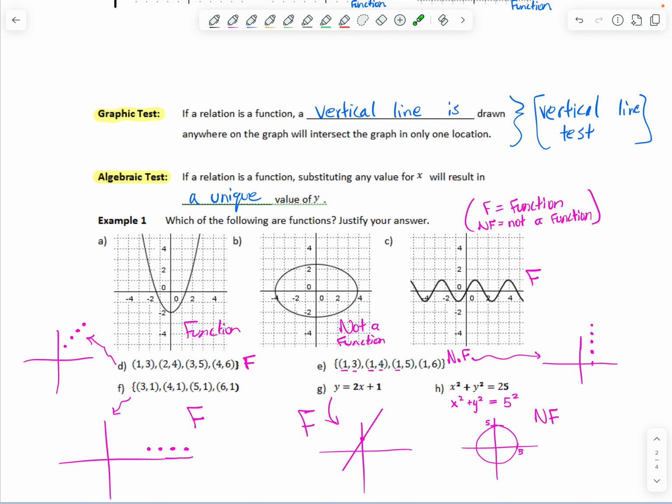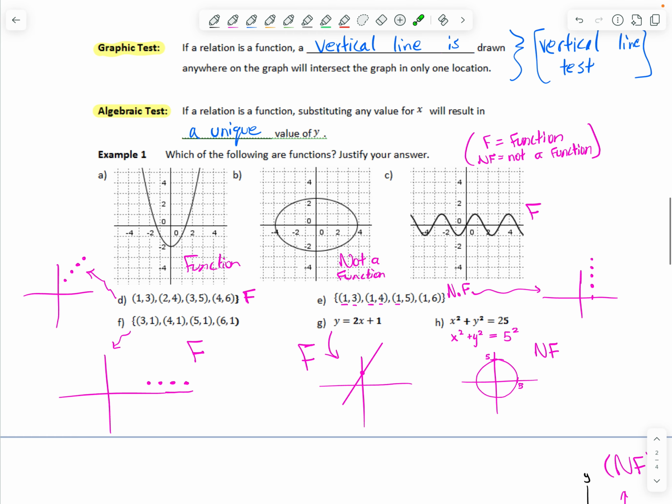So that being said, it's just the same thing as the vertical line test, using numbers, subbing and getting that. So here are some examples. Which of these following are functions? Again, I just used the vertical line test. So you can see the vertical lines would just cut the graph at one point. So this is a function.